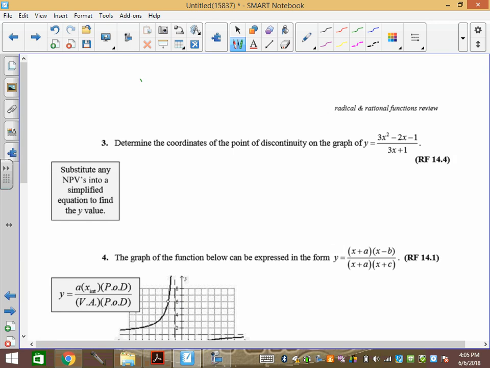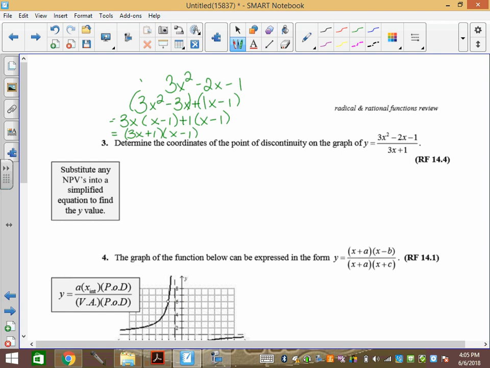Determine the coordinates of the point of discontinuity. Okay, so this one we have to factor the top. So we have 3x squared minus 2x minus 1, which we have to do decomp because there's not a 1 in front of the x squared. What multiplies to negative 3 and adds to negative 2? It's going to be negative 3x, positive 1x, minus 1, group. Take out a 3x, you're left with x minus 1. Take out a plus 1 because I can't take anything out, left with x minus 1. So when I factor it, I get (3x plus 1)(x minus 1), and that's in my numerator. So I get y equals (3x plus 1)(x minus 1) over (3x plus 1).